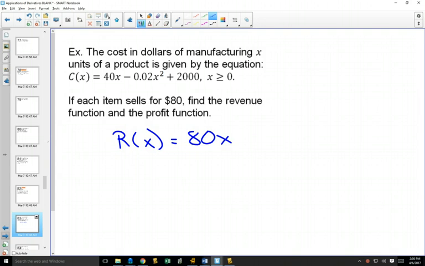Now, your profit function is always going to be your revenue subtract your cost.